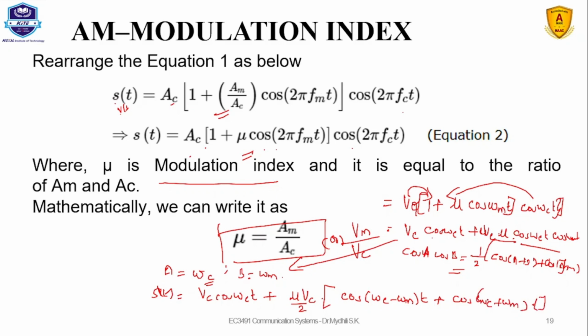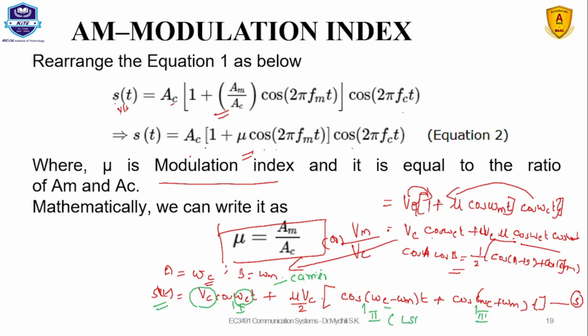So this is the final equation which is to be represented or used. There are three terms present at the output of an amplitude modulated signal. Let me take this as the first term, this the second term, and this the third term. The first term has only Vc and omega c, that is nothing but the carrier. And the second term has a minus term with respect to omega c.